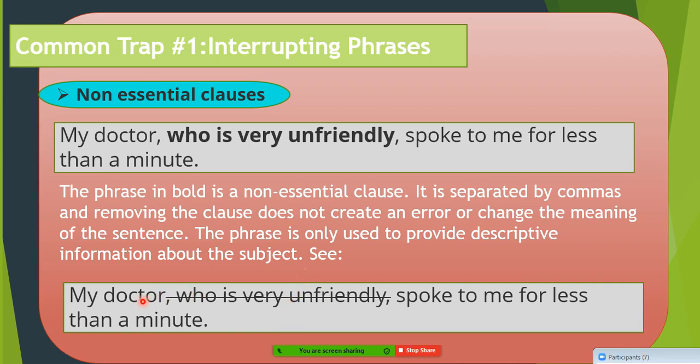If we look at here, who is very unfriendly, this is a non-essential phrase. It's a relative clause, and it is put between two commas. If I eliminate it or cross it out of the sentence, look what we will find. If we cross it out, what will be left for us is what? My doctor spoke to me for less than a minute. It will look like this.